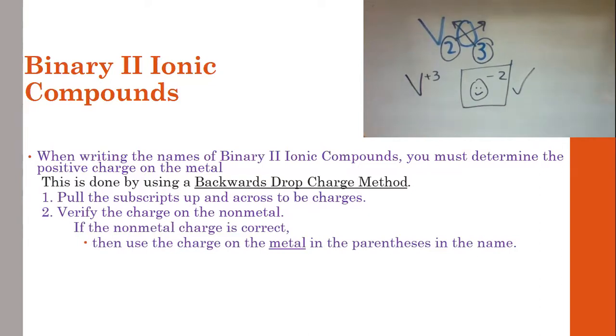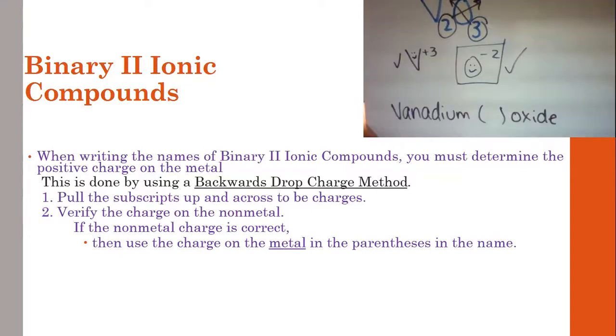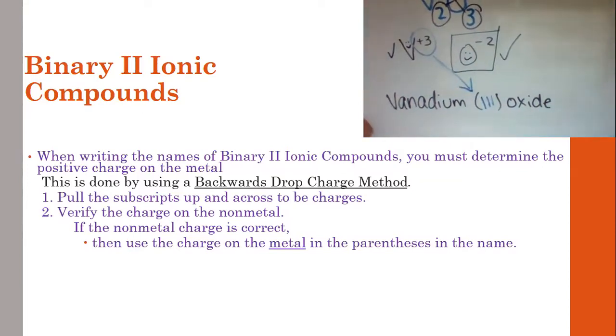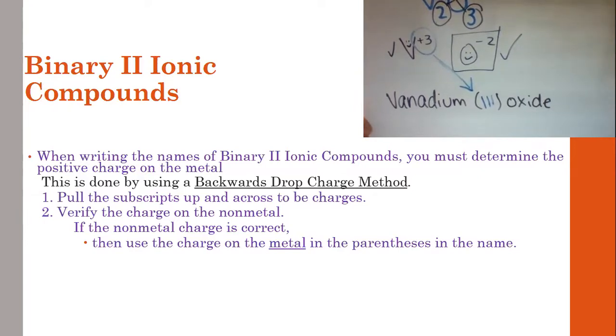This is the correct charge on oxygen, which tells us that this is the correct charge on our non-metal, and our metal is also going to have the correct charge. So now our vanadium and our oxygen are both correct. So now we can move on and we can find our name. When we're thinking about what's inside that parentheses, we're looking at the charge. So when I finalize this name, we have vanadium(3) oxide, and I'm getting that 3 from the charge on the metal.